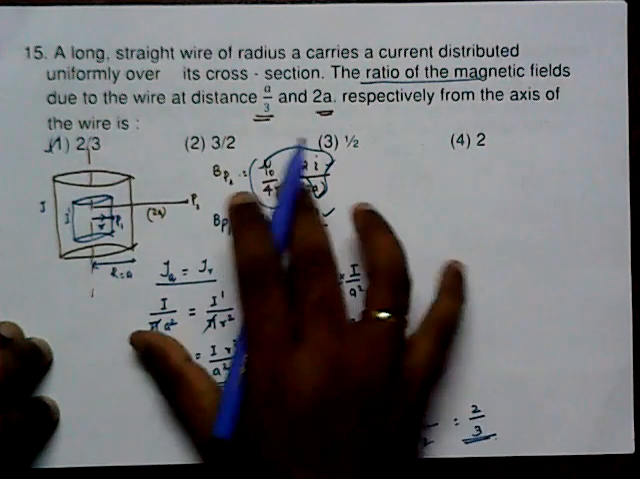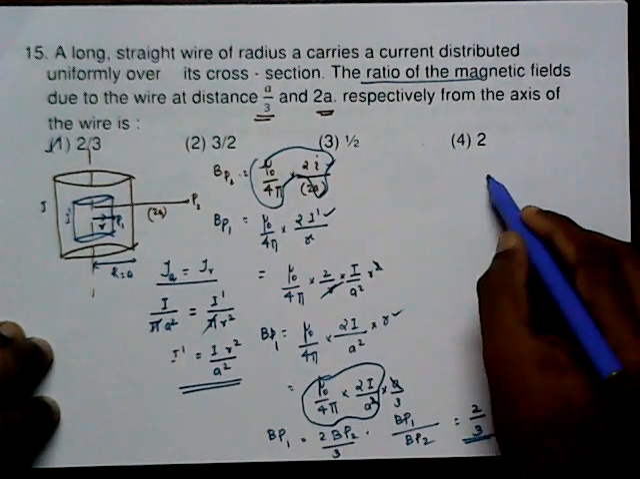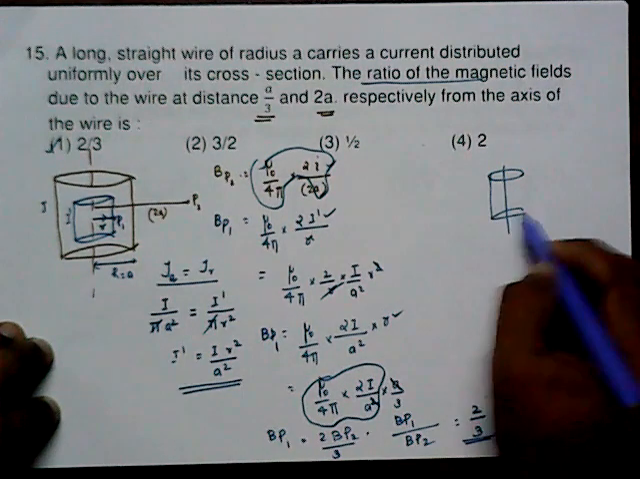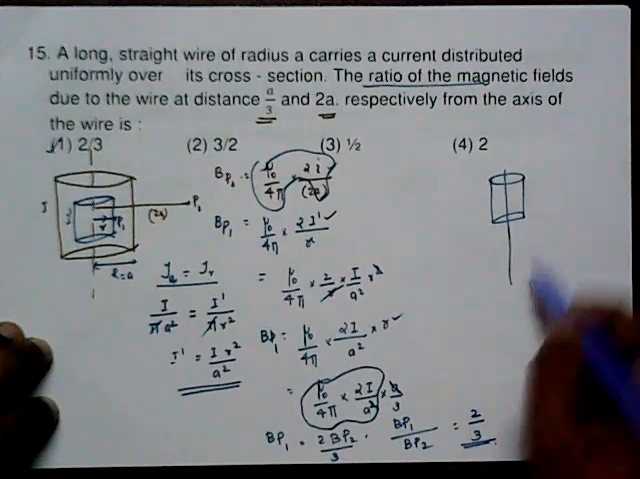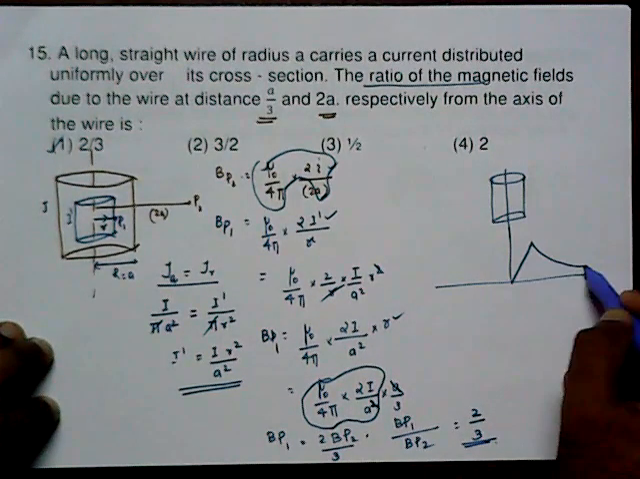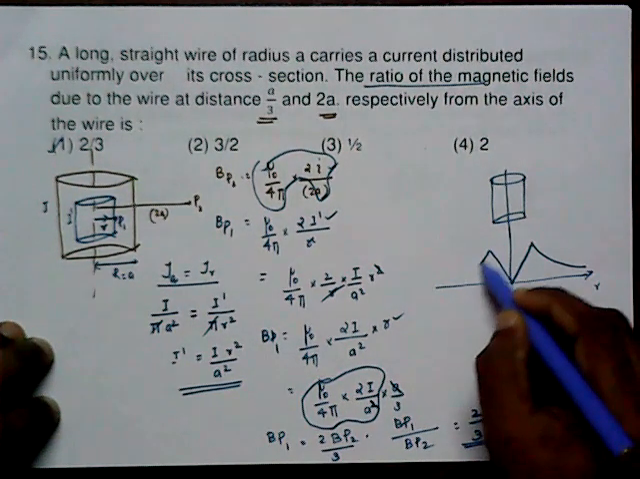A good concept, keep in mind. So if we draw the variation of the magnetic field for that cylindrical wire with the distance R, the curve is like this one. It's a very good concept, keep in mind.